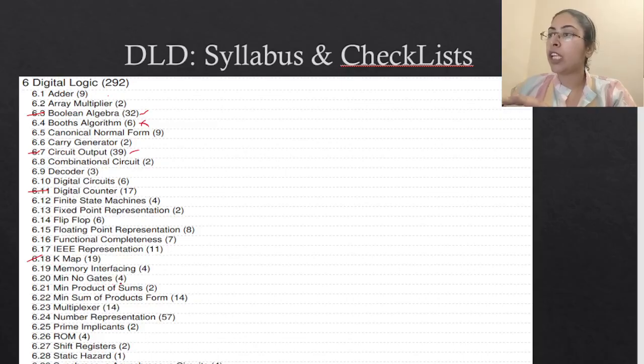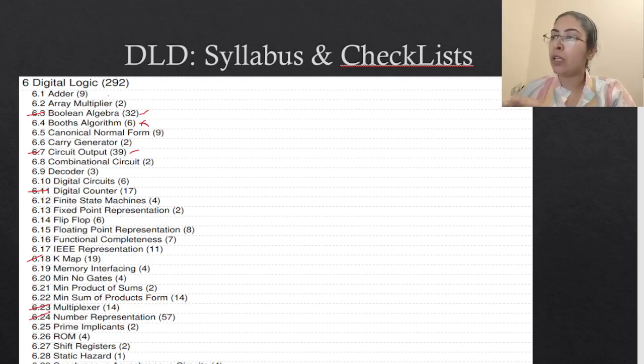Next is memory interfacing, 4 questions. Minimum number of gates, 4 questions. Minimum product of sum, 2 questions. Minimum sum of product form, 14 questions. Multiplexer, 14 questions. So multiplexer is also very important. Next is number representation, which has 57 questions. So this number representation is also very important.